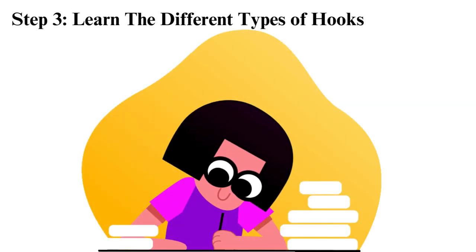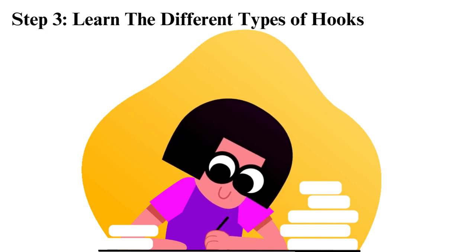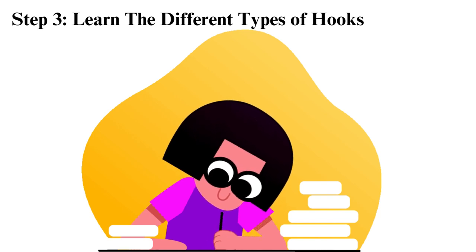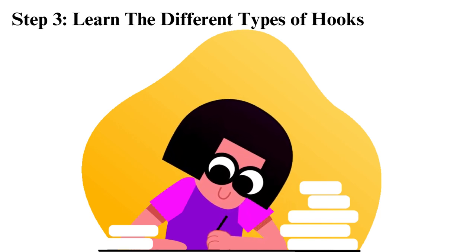Step 3. Learn the different types of hooks. The last step of becoming an expert in writing essay hooks is learning all about the hook types. This section will thus look at the types and hook examples for essays. There are 7 broad categories of essay hooks.